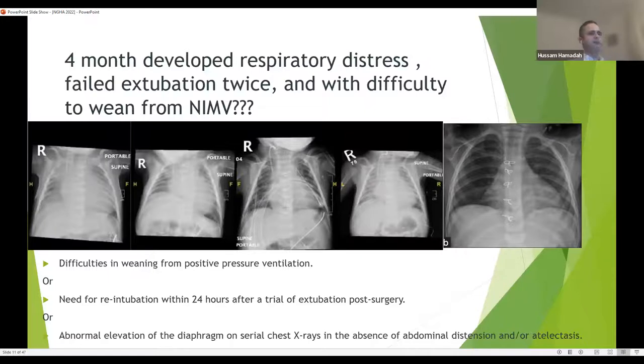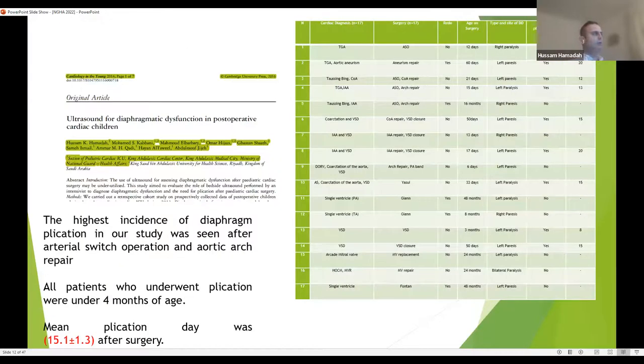diaphragm ultrasound. But for the rest of the patients, especially those on positive pressure ventilation, it's difficult to tell from the x-ray that we have diaphragm dysfunction. We also published a study about diaphragm ultrasound, and we found the highest incidence of diaphragm plication for the patients who had arterial switch operation along with aortic arch repair. All the patients who underwent diaphragm plication were under 4 months of age, and we performed the plication after 2 weeks, and this is the cardiac diagnosis and cardiac surgery for multiple patients.